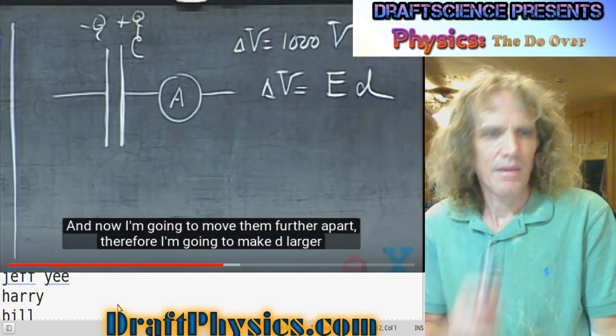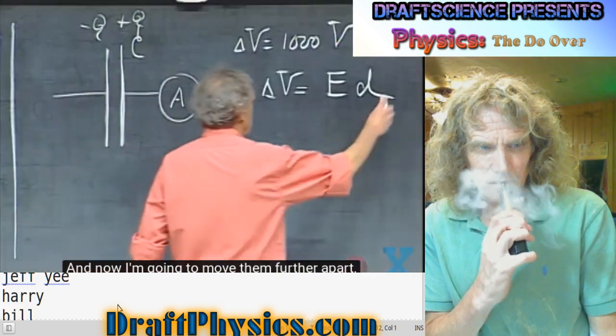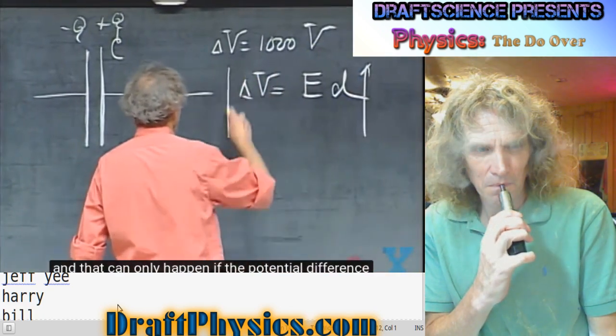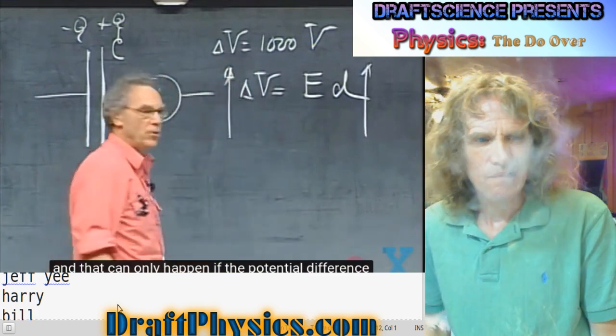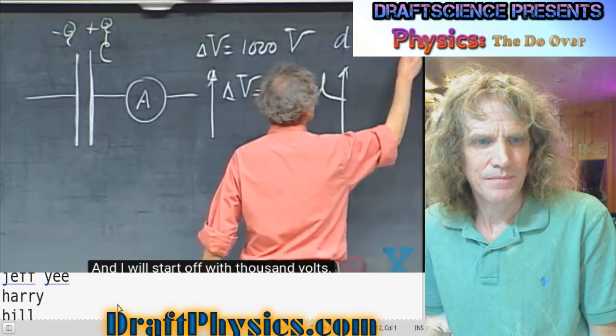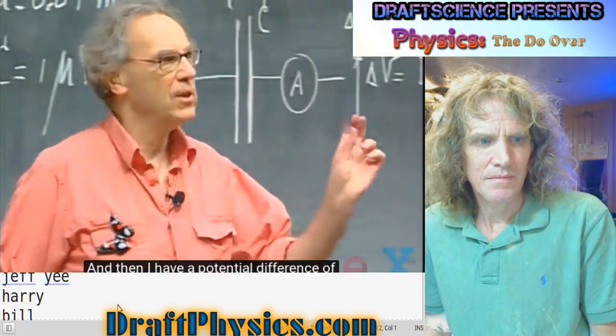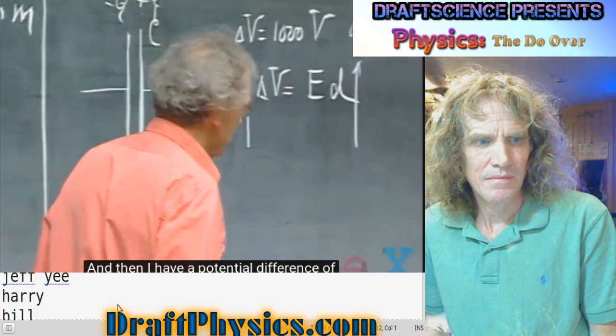So exactly what we did there. And now I'm going to move them further apart. Therefore, I'm going to make D larger, and that can only happen if the potential difference between the plates increases. I will start off with 1,000 volts, whereby D is 1 millimeter, and then I will open up this gap to 10 millimeters. And then I have a potential difference of 10,000 volts.